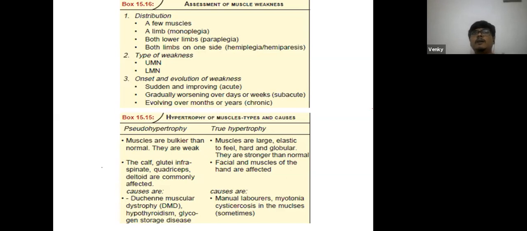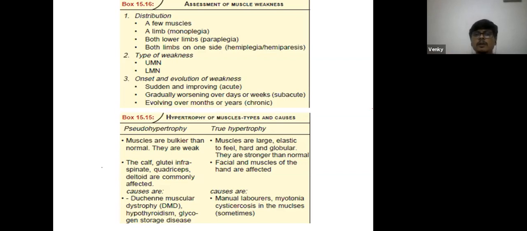After knowing this, you have to ask the onset. If it is acute or hyperacute, unless otherwise, it is a vascular insult. For a neurologist, it is a vascular insult. For an orthopedician, unless otherwise, it's a trauma. Gradually worsening over days or weeks, subacute, most probably it is a demyelination. Evolving over months or years, chronic, most probably a muscular disease. Sometimes in cervical spondylosis, slowly there will be encroaching of the spinal canal.